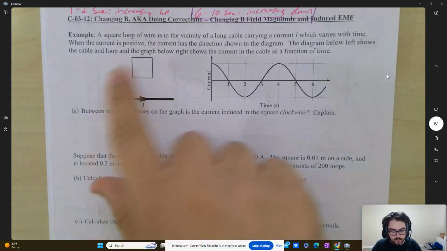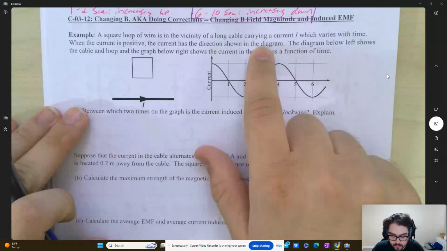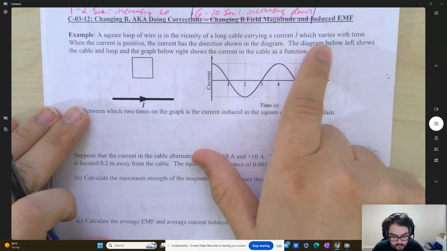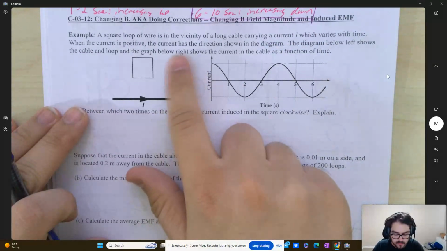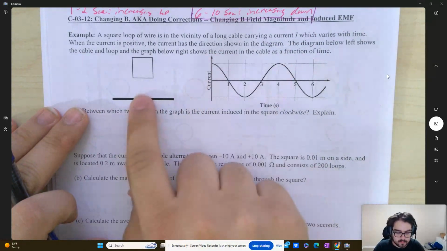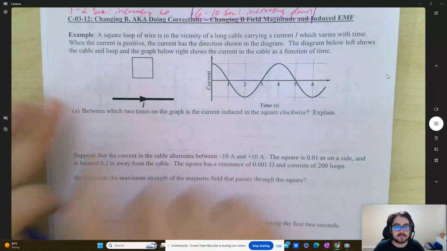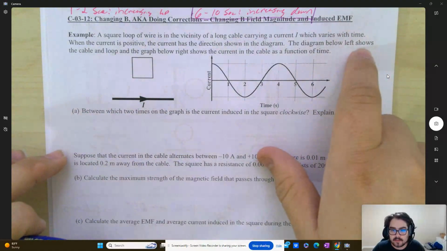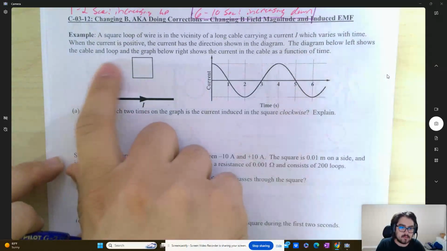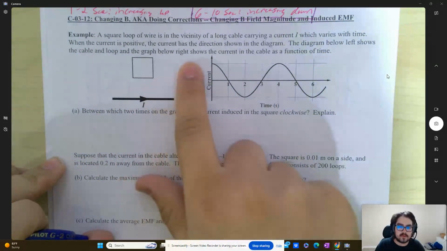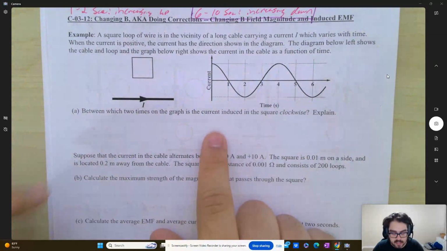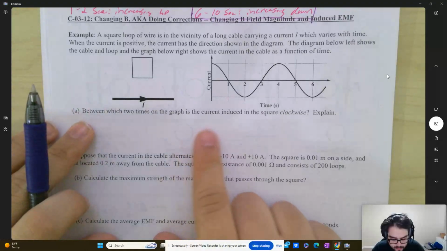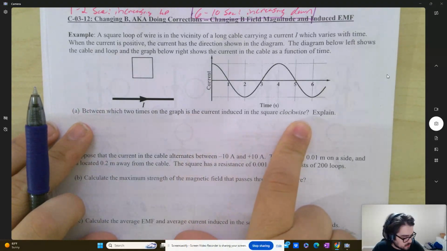This is a square loop of wire in the vicinity of a large cable carrying a current I, which varies with time. When the current is positive, the current has the direction shown in the diagram. So if it's positive, it's going to the right. If it's negative, it will go the opposite direction. The diagram below on the left shows the cable and loop, and the graph below right shows the current in the cable as a function of time. Between which two times in the graph is the current induced in the square clockwise?